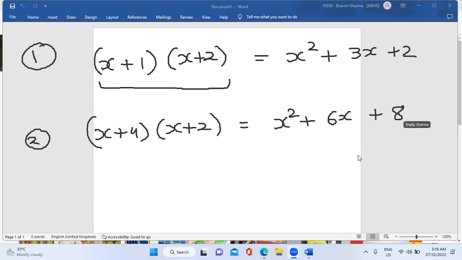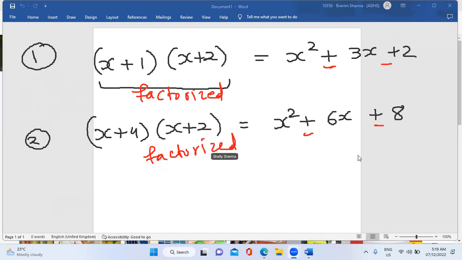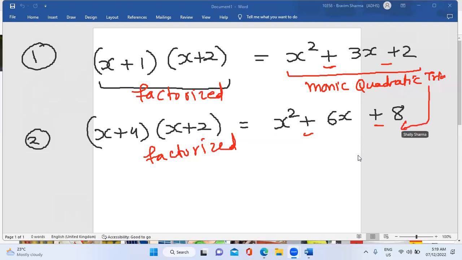Right now, I am only focusing on the positive answers, because once you understand the positive, the negative will be very easy for you. But first we have to understand the concept. Now, this is the factorized form. Basically, we have to find out this factorized form. This is also a factorized form. Right now, we are doing the reverse: we are expanding and we are getting these monic quadratic trinomials. Here also we are getting the same thing.